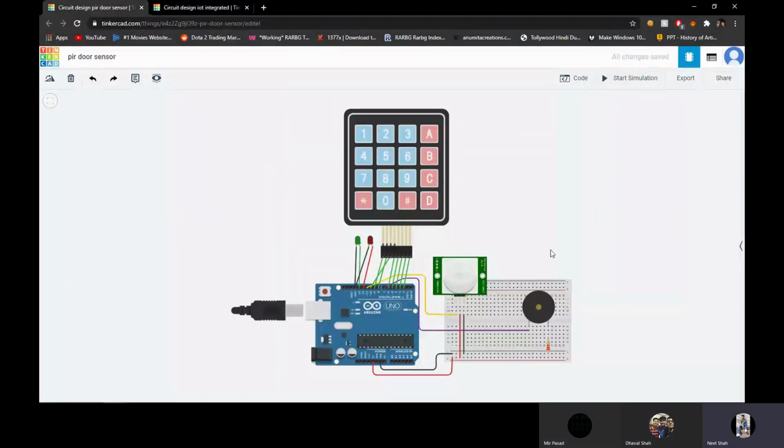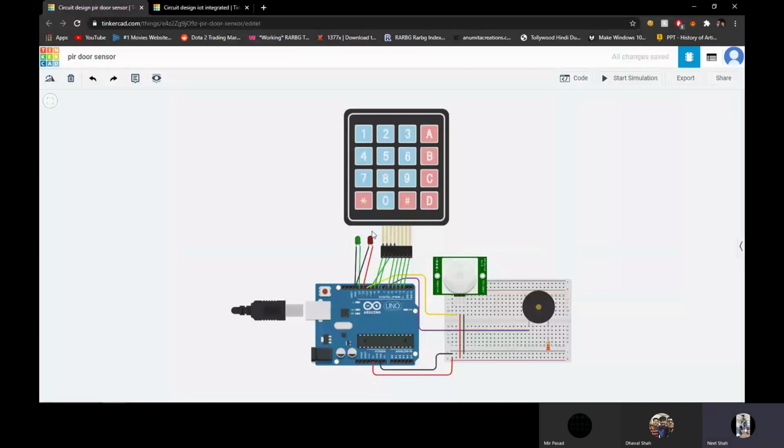Now we will come to the PIR sensor part, which will be implemented at the door or the entrance of the house. We have used a keypad which will be used to enter the password, a PIR sensor which will detect motion, and a buzzer to give an alert. The signal pin of the PIR sensor is connected to the 11th pin on the Arduino. The buzzer's positive pin is connected to the 7th pin and the negative to the ground. In the same way, the power of the PIR sensor is connected to 5 volts on the Arduino, and the ground pin is connected to the ground.